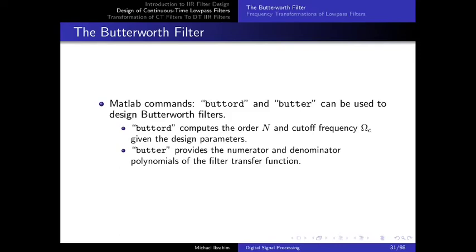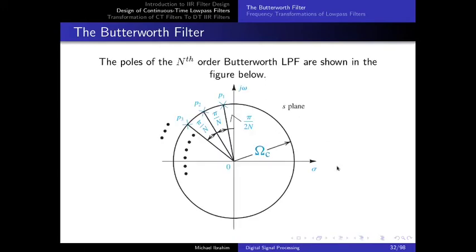The other command, butter, provides the numerator and the denominator polynomials of the filter transfer function. If you remember, H continuous of s must be of a rational form, a ratio between two polynomials. So the command butter would provide the polynomial in the numerator and the polynomial in the denominator as well.